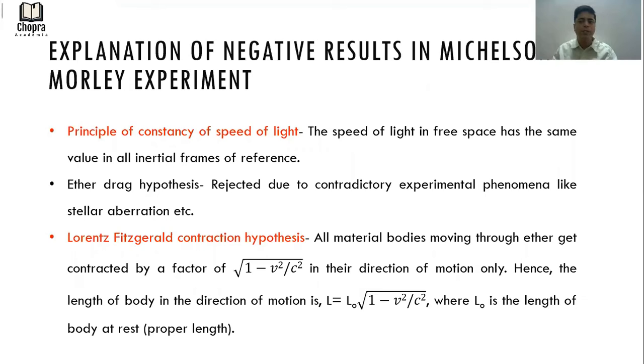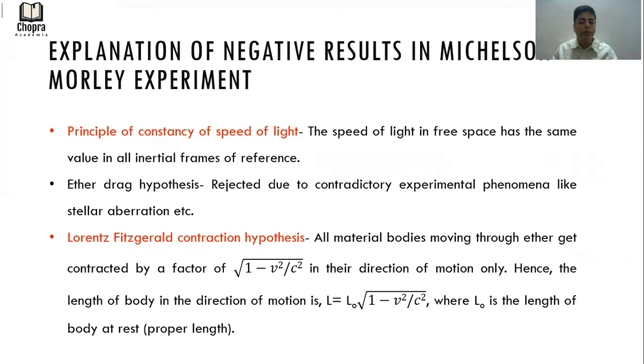The speed of light in free space has the same value in all inertial frames of reference. As you saw earlier also, this is the first postulate of the special theory of relativity. Ether drag hypothesis. This was another hypothesis which was actually rejected due to contradictory experimental phenomena like stellar aberration, etc.